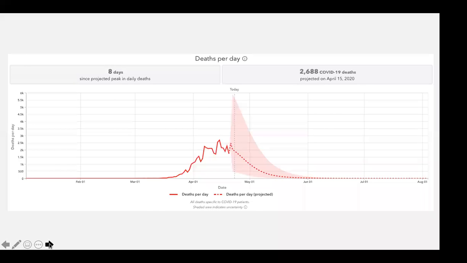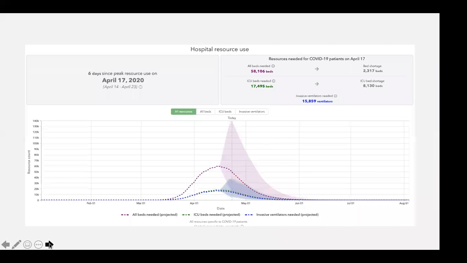This is hospital resource use. Again, the prediction is that we could still have a big surge. They're saying it was 6 days since their predicted peak. As of April 17th, they had a bed shortage of 2,300 beds with an ICU bed shortage of 8,000 beds. So that's still pretty significant. You can see the invasive ventilators projected there as well.